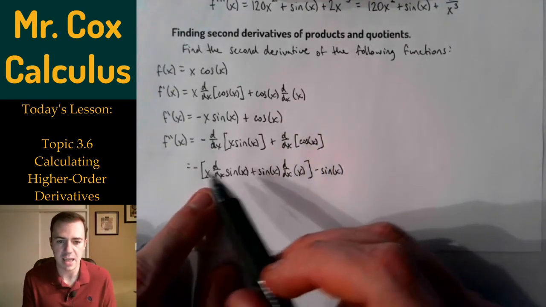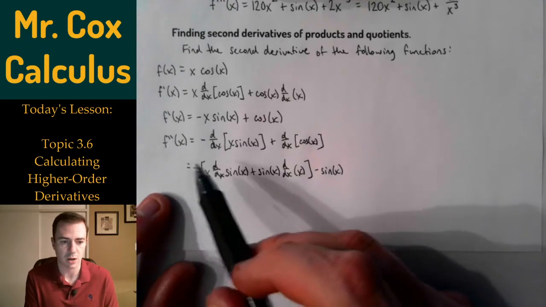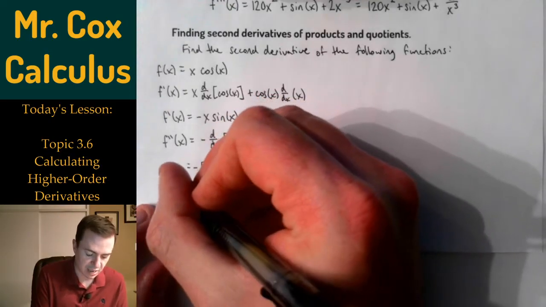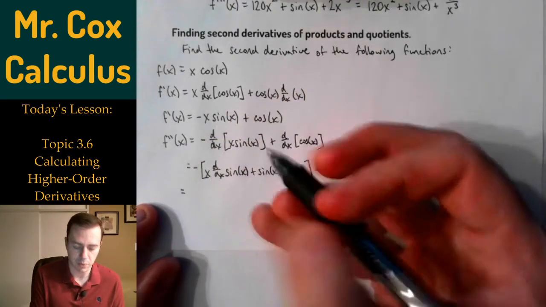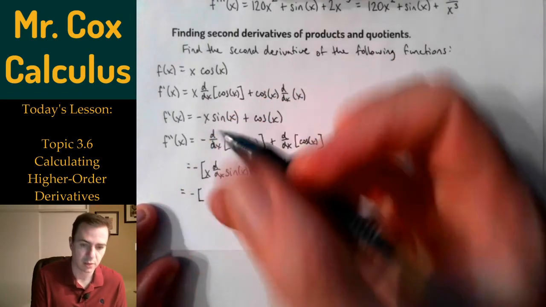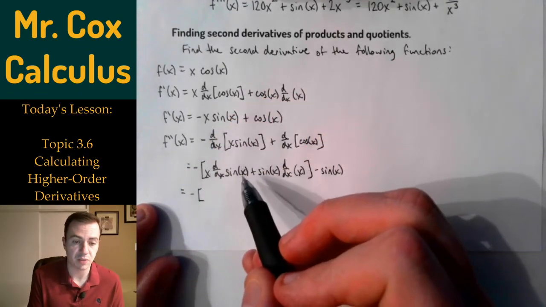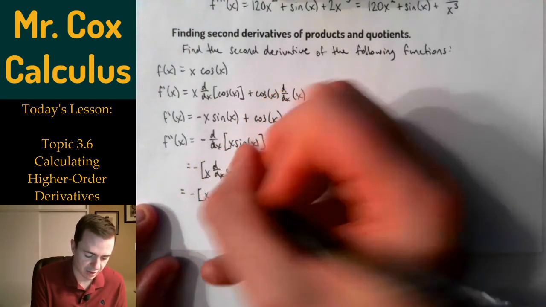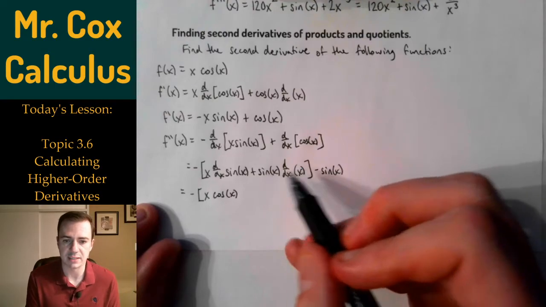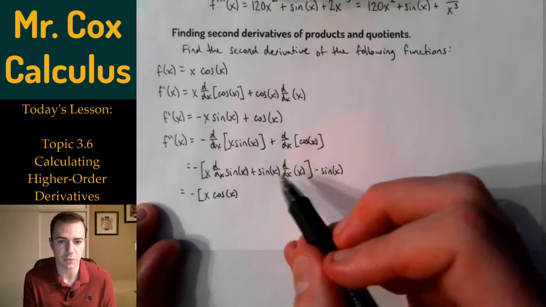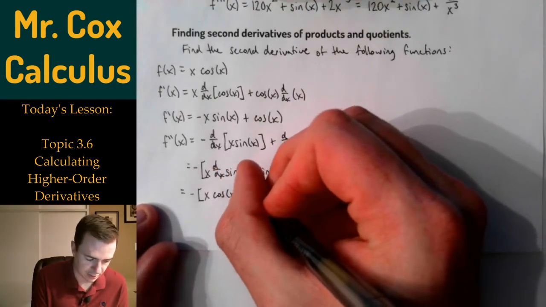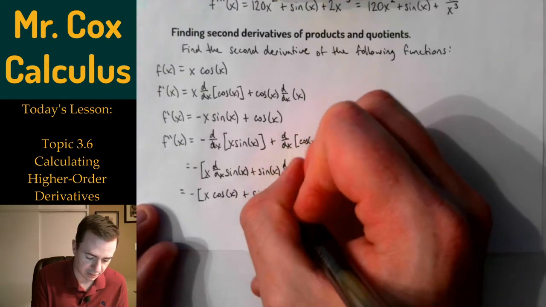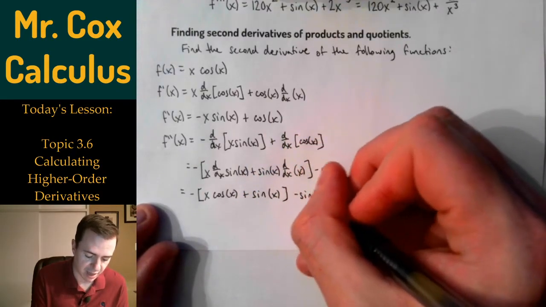Now then I need to take these derivatives and then we'll deal with the negative and see how we can simplify it. So I've got a negative outside. I've got x times the derivative of sine of x. Well, that's going to be x times the cosine of x. And then here I've got sine of x times the derivative of x. Well, this is just 1. So this is plus the sine of x, minus the sine of x.